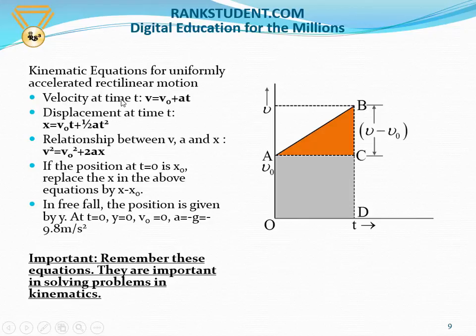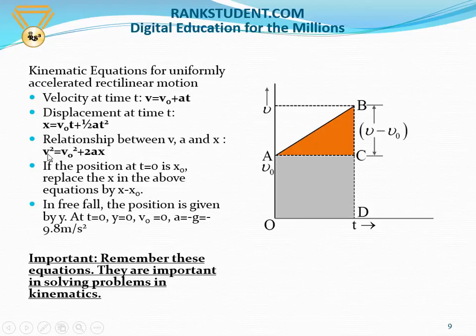For instance, the velocity at time t, v equals v0 plus at, is represented here. This is v0 plus at, acceleration times t. The displacement at time t in here is the area under this curve, which is the sum of this rectangle plus this triangle. The rectangle is v0t and the triangle is half of at squared.